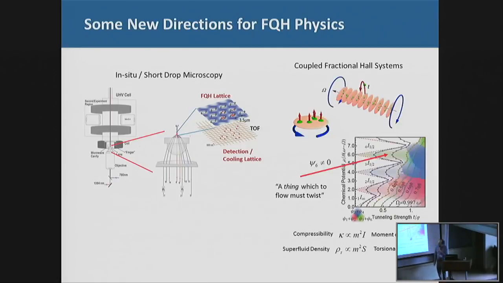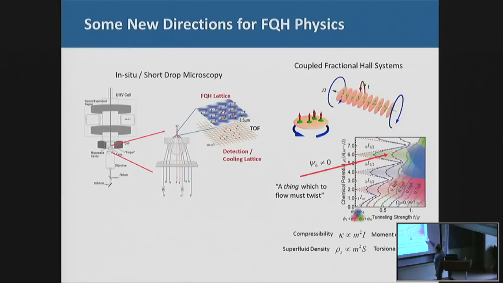Another thing that we've thought about doing for looking at signatures for these states is to take those quantum Hall systems and allow them to just tunnel down the chain. And actually, this is kind of an interesting probe because what it does is it combines Mott insulator physics with fractional quantum Hall physics.